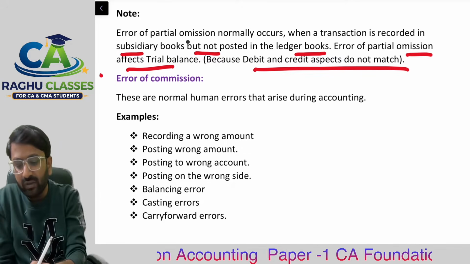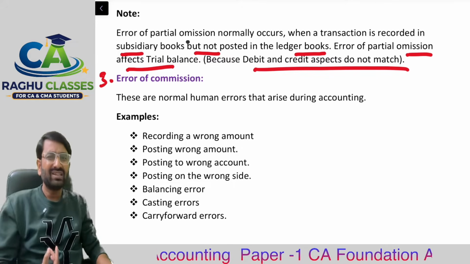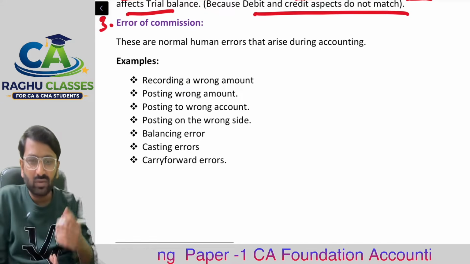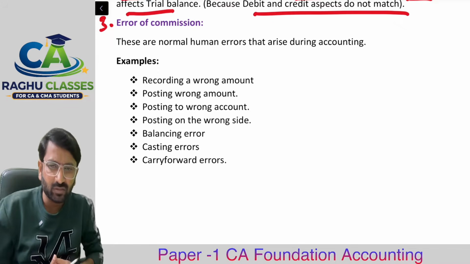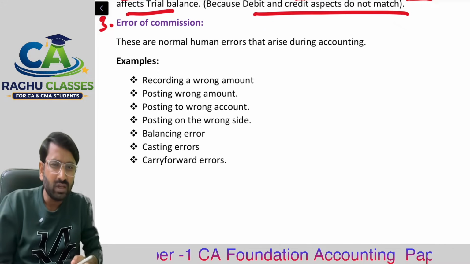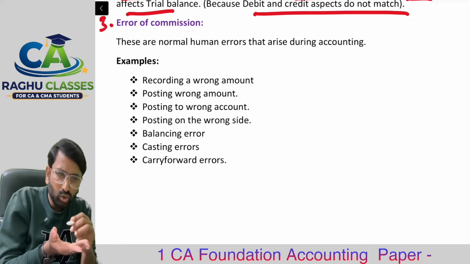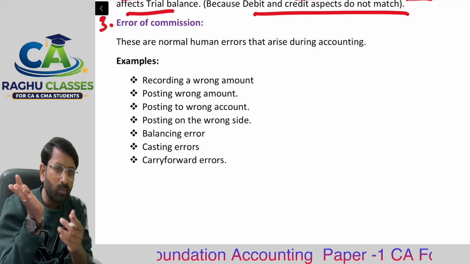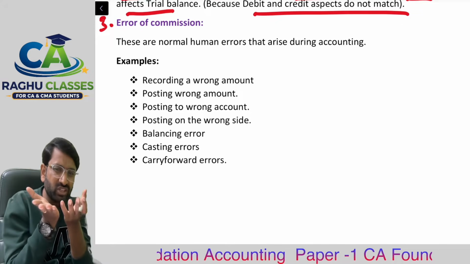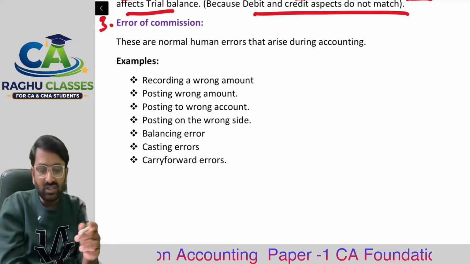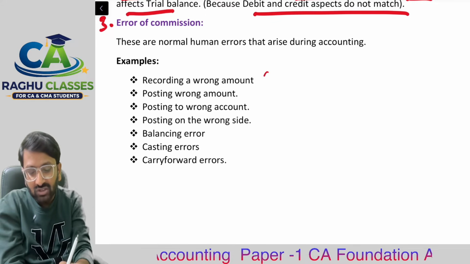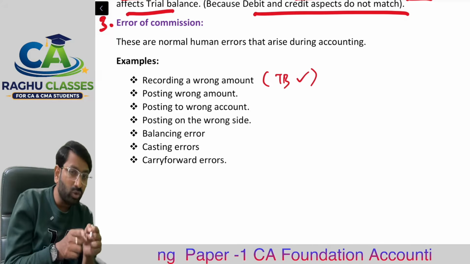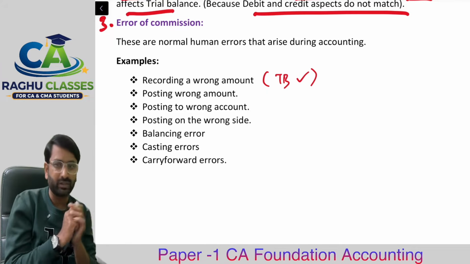This is the third type of error, error of commission. See, this is a normal human error that usually arises. So let's discuss some examples here. Recording a wrong amount. Can we say if you record a wrong amount, you'll do the posting also for the same amount? So that way the amount recorded, amount posted will match with each other. So can we say debit and credits are going to match? And since the debits and credits are going to match, trial balance will tally. So if you record the wrong amount, your TB will tally because your recording and posting will match.